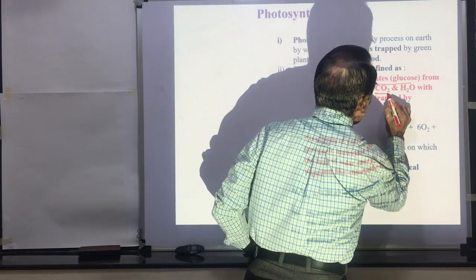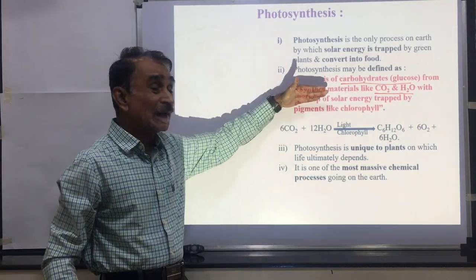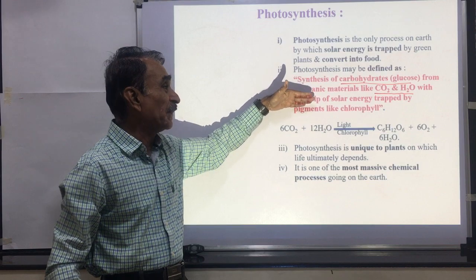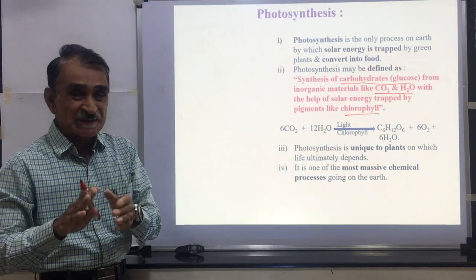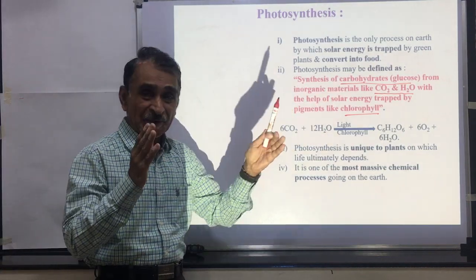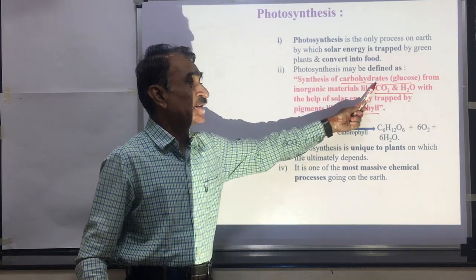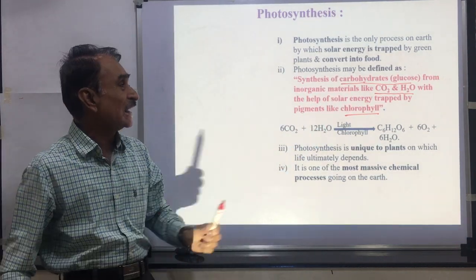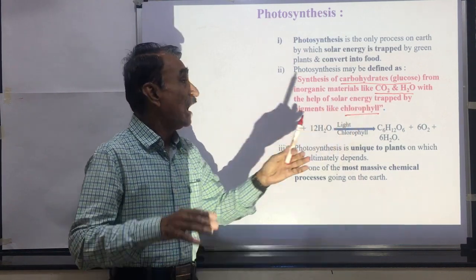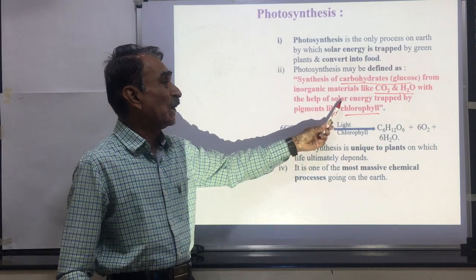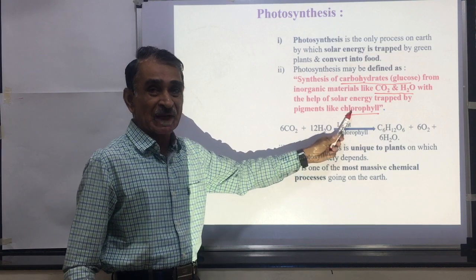Which inorganic materials are used? That is CO2 and H2O, with the help of solar energy, light energy, trapped by pigments like chlorophyll. If you divide the definition, what is synthesized? Carbohydrates are synthesized. From what? From inorganic materials like CO2 and H2O. How? With the help of solar energy trapped by chlorophyll pigments which are present in the plants.